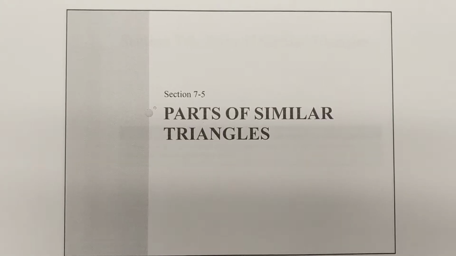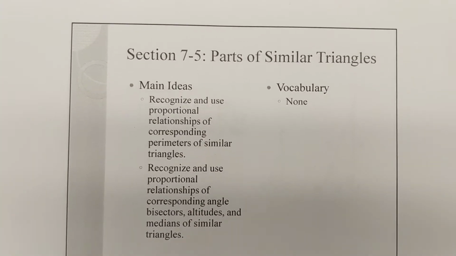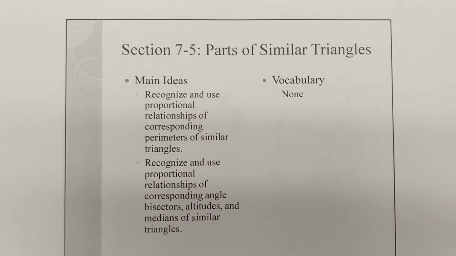Here we have section 7.5, parts of similar triangles. So the main idea is to recognize and use proportional relationships corresponding to perimeters of similar triangles, and then recognize and use proportional relationships of corresponding angle bisectors, altitudes, and medians of similar triangles.